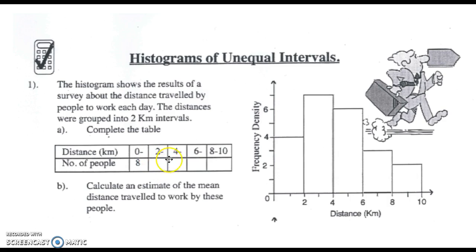All you have to do then is work out the area of each of these final 3 rectangles to get their frequencies. So what is the area of this rectangle, this rectangle, this rectangle? And they will simply go in those spaces.